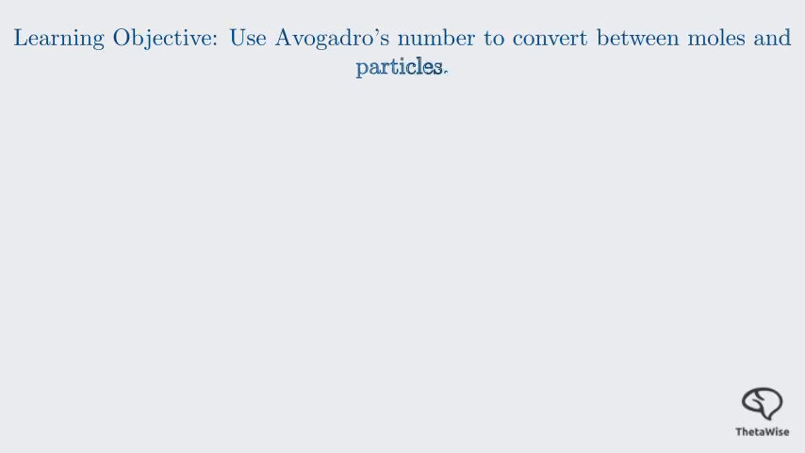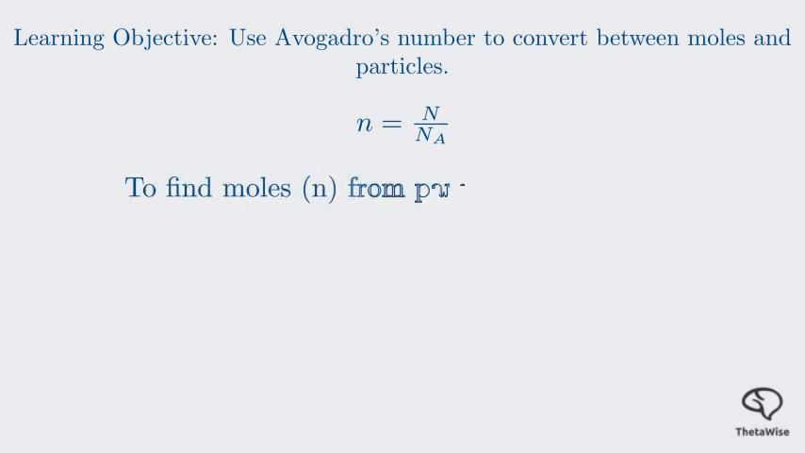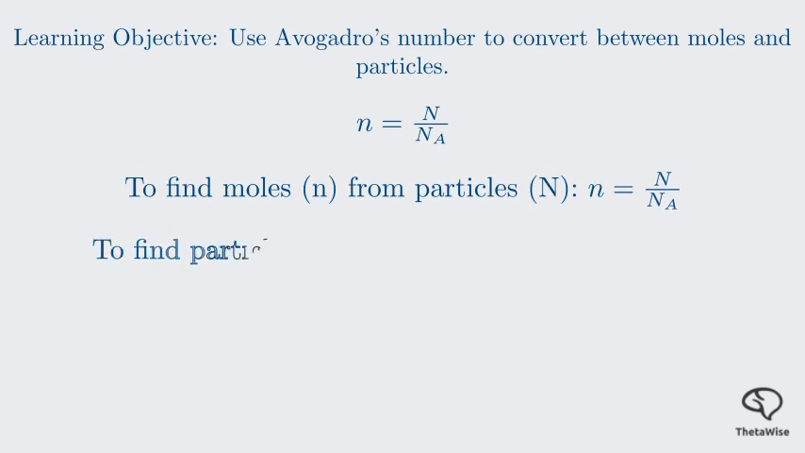Now that we know the mole represents Avogadro's number of particles, our next objective is to be able to use Avogadro's number to convert between moles and the number of particles. The formula we'll use for these conversions is quite simple. The number of moles, which we'll call n, is equal to the number of particles, capital N, divided by Avogadro's number. Let's rewrite that to make the conversion factor clear. To find the number of moles from the number of particles, you divide by Avogadro's number. To find the number of particles from the number of moles, you multiply by Avogadro's number.